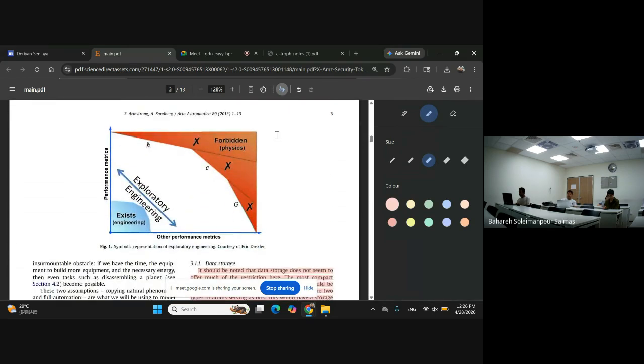So in figure one, this is the symbolic representation of exploratory engineering. The axis here means the technology that we know today. So exploratory engineering is beyond the engineering we know today. And this part is forbidden because there is a limitation, right? Even if you have a very advanced technology, there is a limit. So this is forbidden because of the laws of nature.